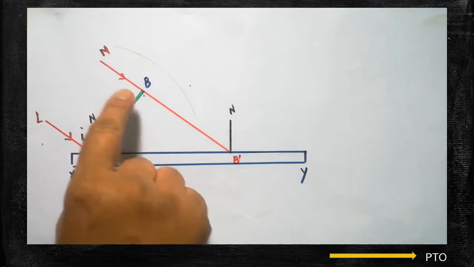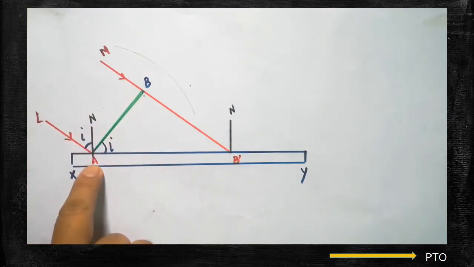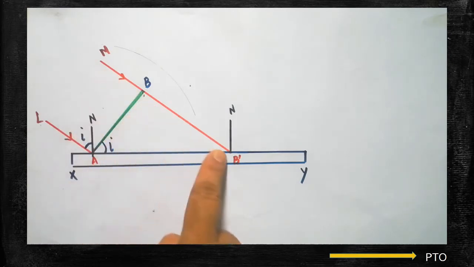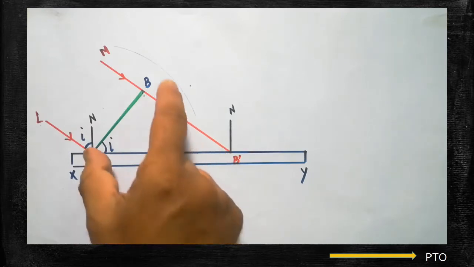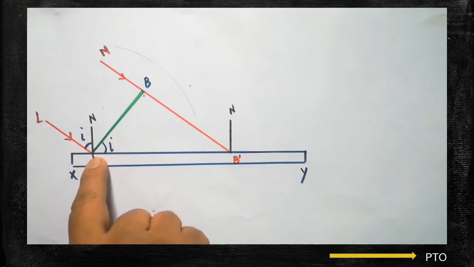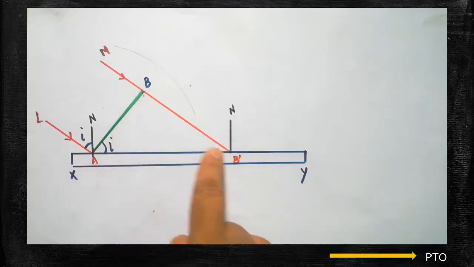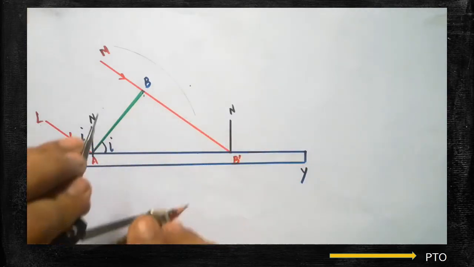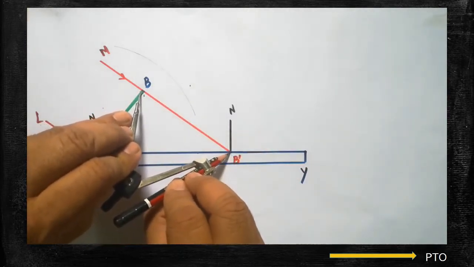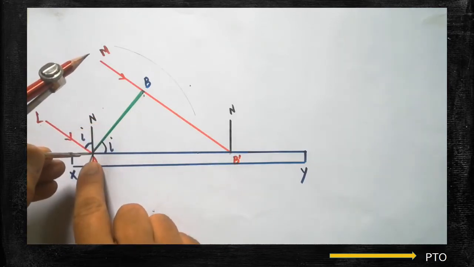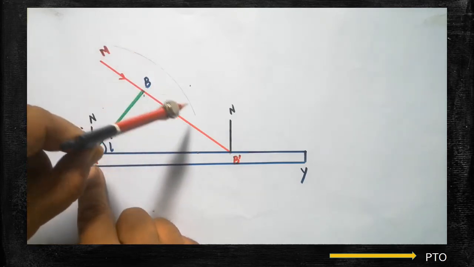When the first ray touches A, the second ray has to travel B dash distance. This B dash distance must be taken into account here. So after getting reflection, the ray has to travel B dash distance. Now I have taken the same distance, B dash distance. The point must be kept exactly at A. I have drawn the arc.